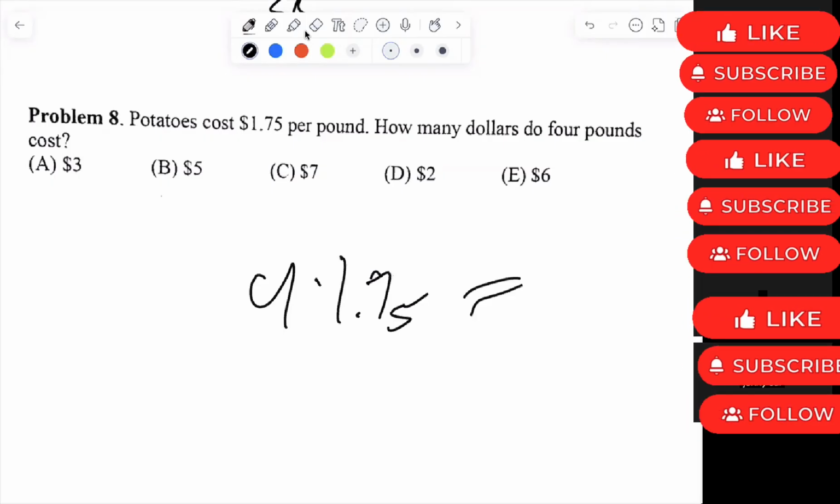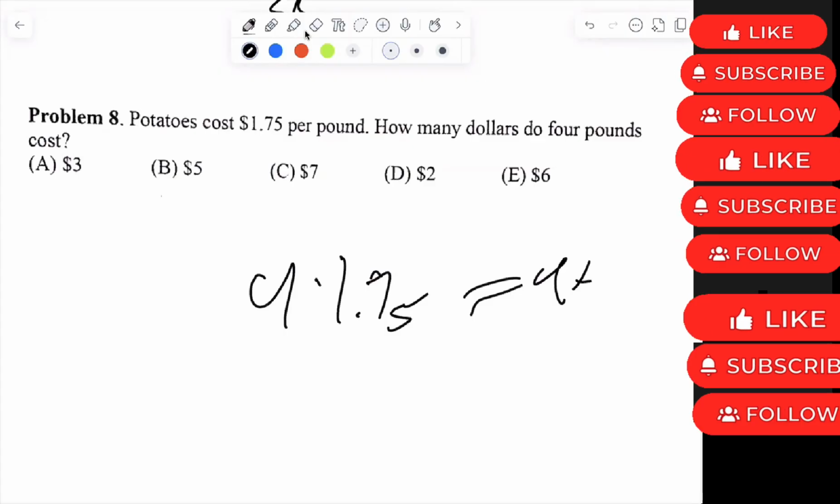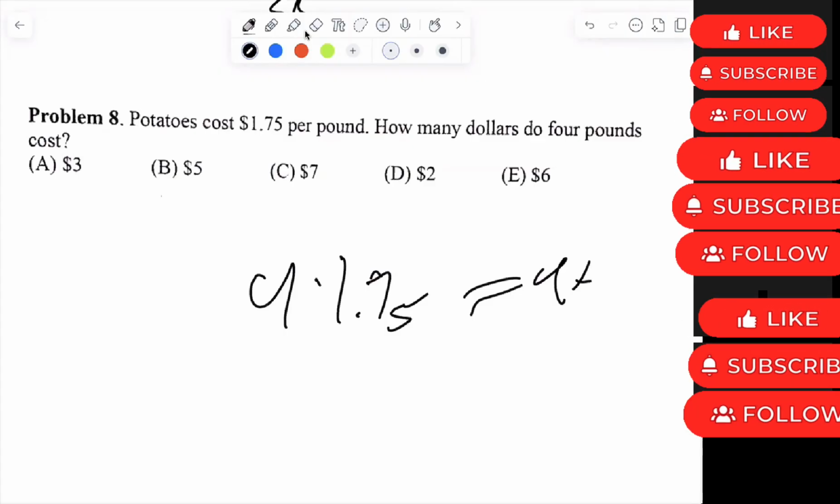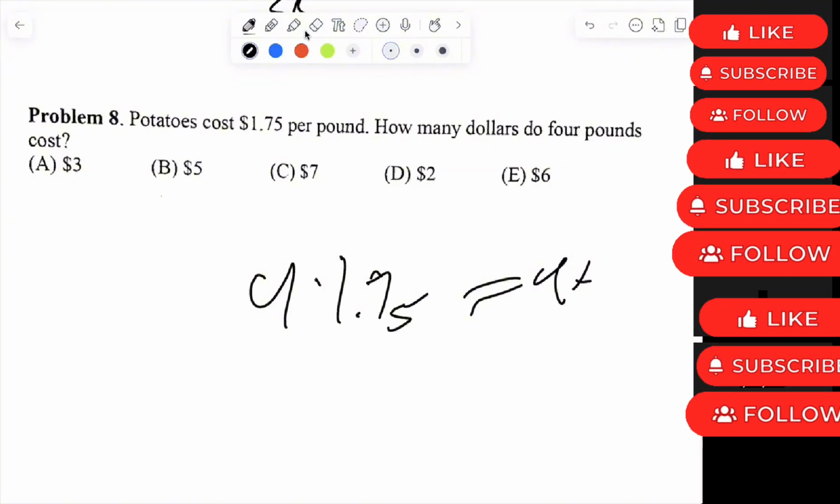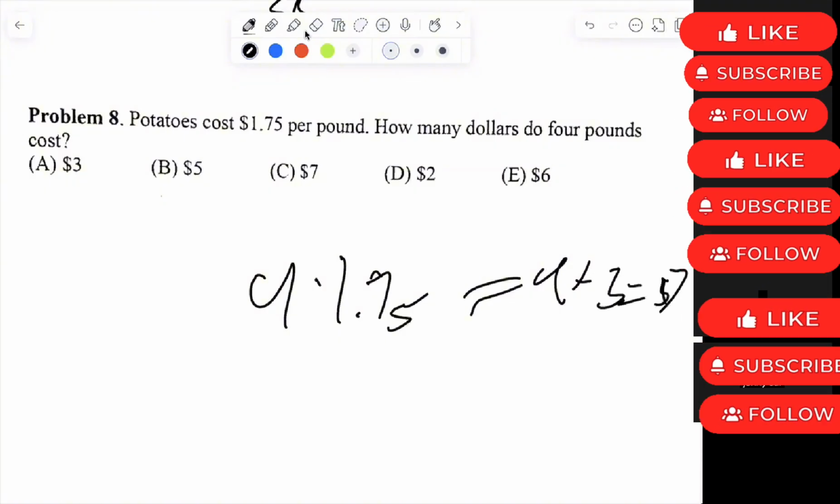Or, 4 plus, we've got a 75 part. What does that get you? Well, 2 times 0.75 is $1.50. Multiply by 2 again, that gives you $3. And the total is $7, or C.